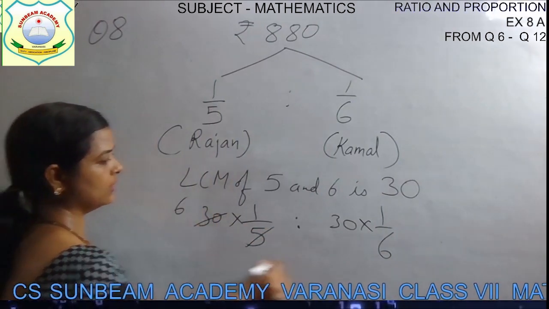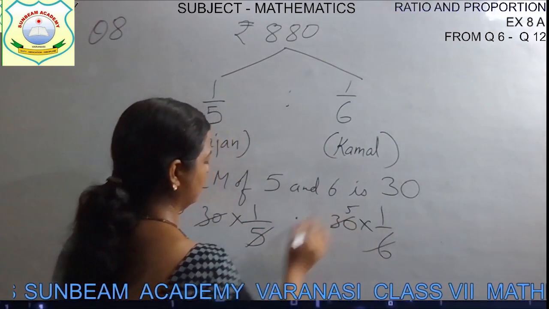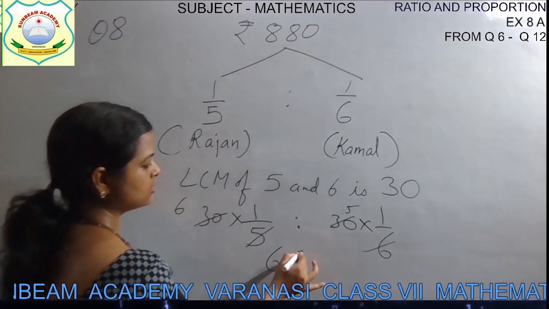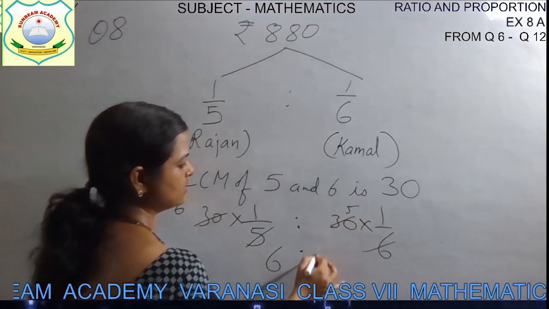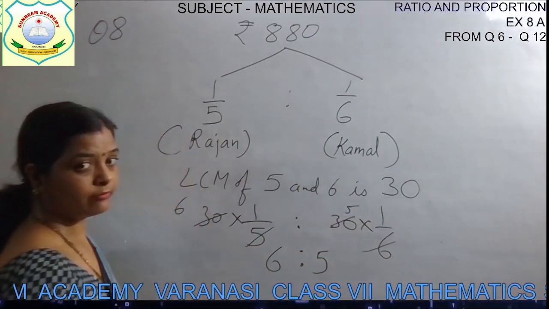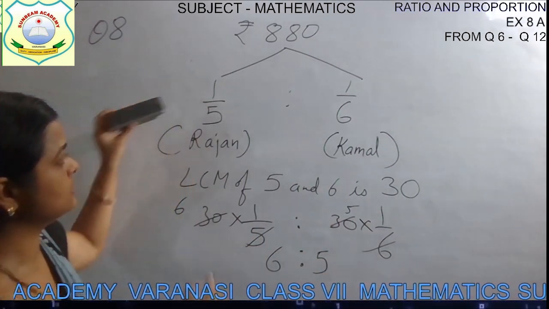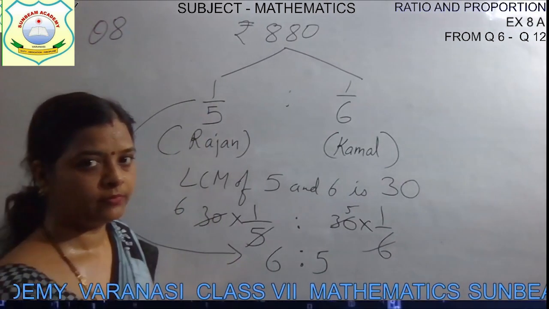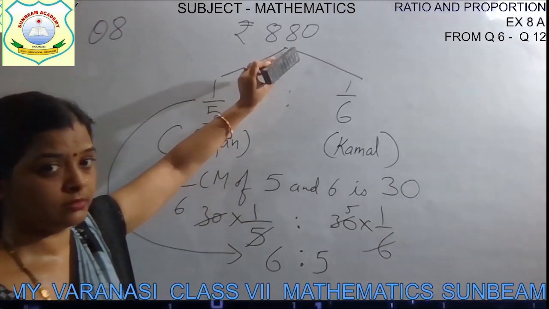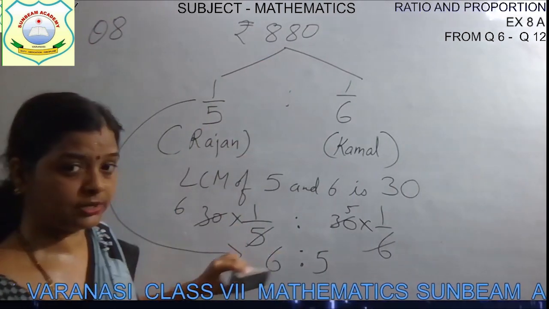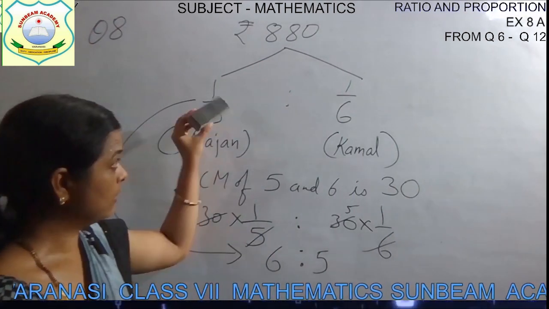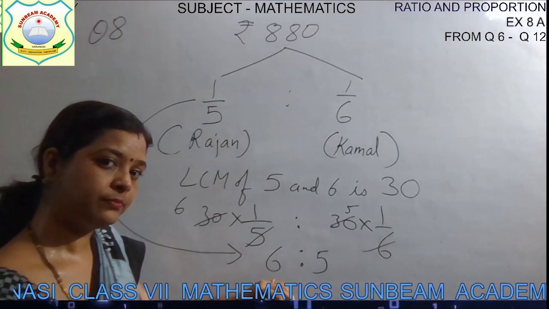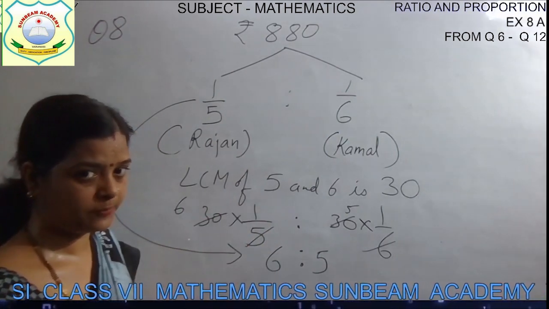5 6s are 30 and 6 5s are 30. So what is left here? 6 1s are 6 is to 5 1s are 5. So after further simplifying this, we get the ratio in this form. We have still not divided this, children, but we got this ratio, that the ratio 1/5 is to 1/6 can be written as 6 is to 5. How? You have seen just now.